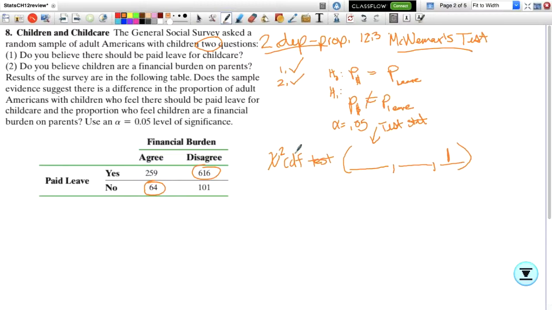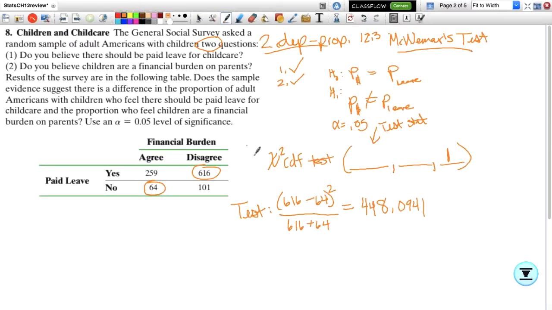It's not super duper crazy, but we're going to look at these two errors again. And this has to be done by hand, okay? You're going to take your 616 and your 64, subtract them and square it, and put it over the sum of the two errors. So we end up getting 304,704 over 680, which ends up being 448.0941. And that's our test statistic.